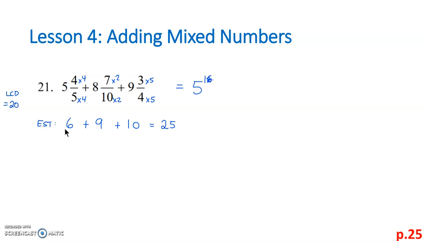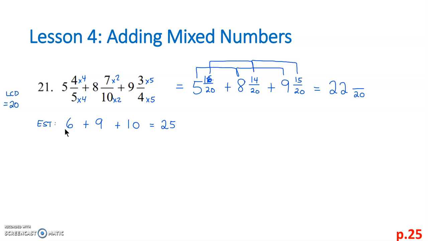5 and 16 20ths plus 8 and 14 20ths plus 9 and 15 20ths. Now I can add my whole numbers. 5 plus 8 plus 9. This is going to be 22. And now I can add my fractions. Remember, my denominator does not change. So I'm going to add 16 plus 14 plus 15. 16 plus 14 plus 15 is 45.